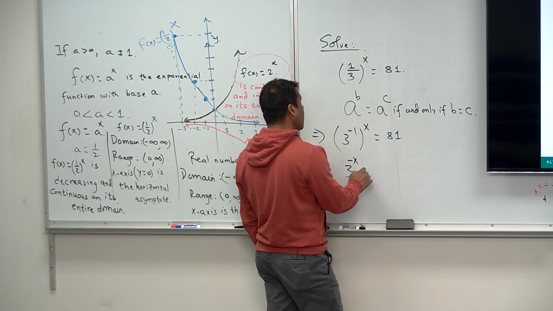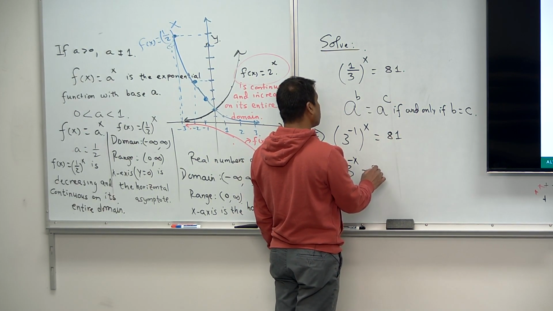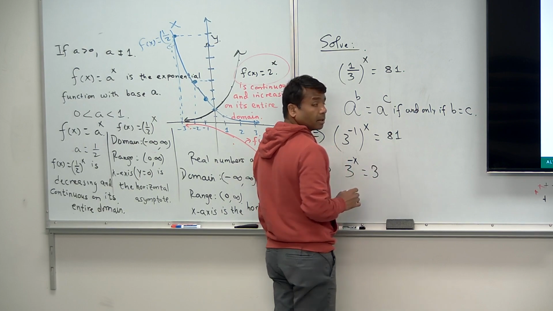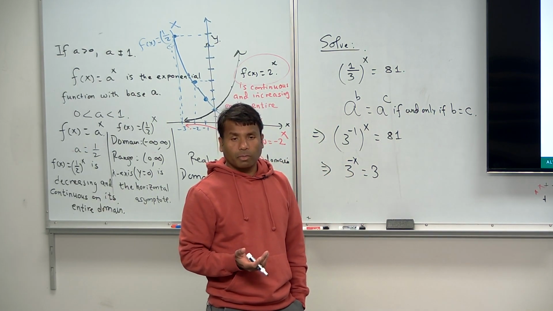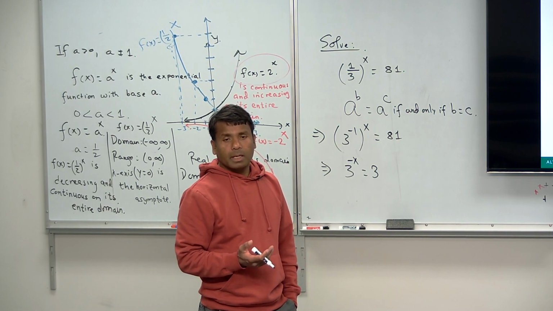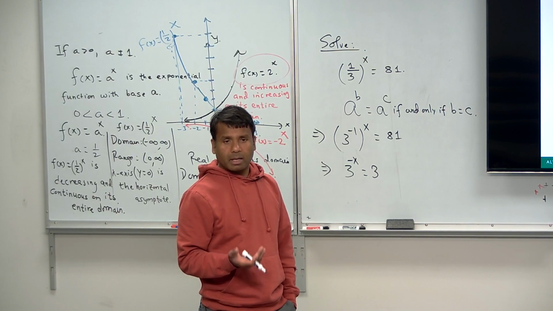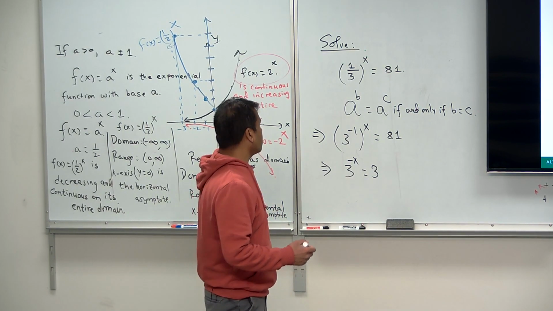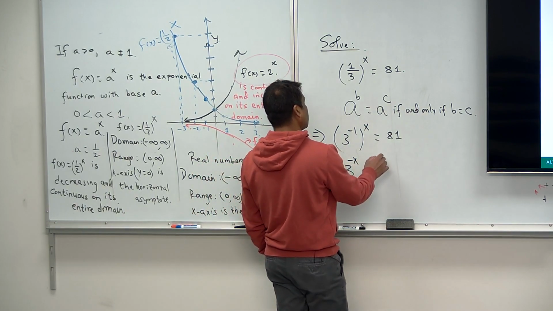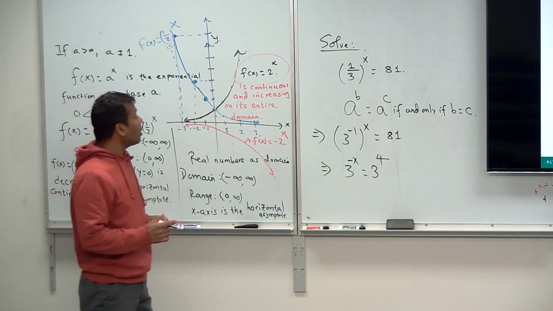And then this 81 is the same as 3 raised to the power what? What number gives 81? 3 to the power 1 is 3. 3 to the power 2 is 9, right? 3 to the power 3 is 27. So 3 to the power 4 is what? 81. That makes sense? So now you can apply this.